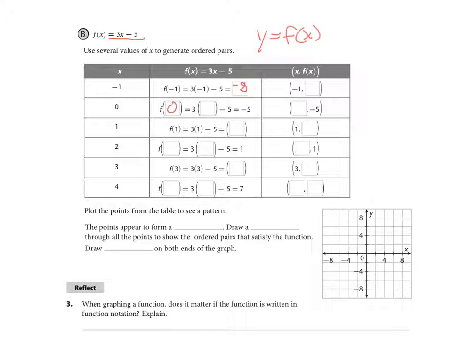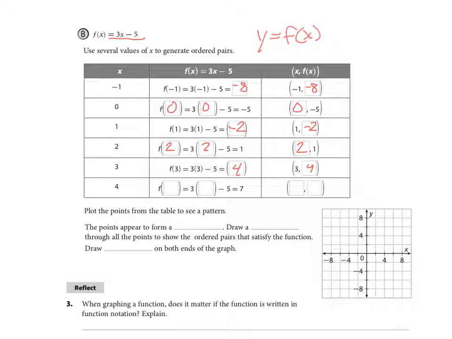Here we're plugging 0 in for x. So you have 3 times 0, which is 0. 0 minus 5 is -5. So we'll fill these points out on the right as well. Here we're plugging in 1. 3 times 1 is 3. 3 minus 5 is negative 2. So this is negative 2. And again, since this is linear, you should see a pattern developing, and we'll look at that pattern once we finish all these. So we put 2 in for x. 6 minus 5 is 1. Here we have x is 3. 9 minus 5 is 4.